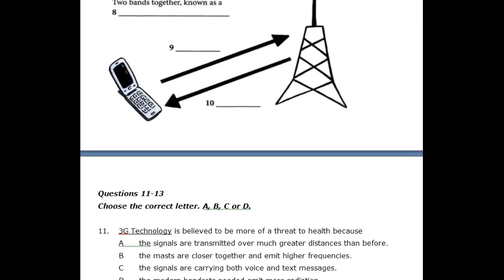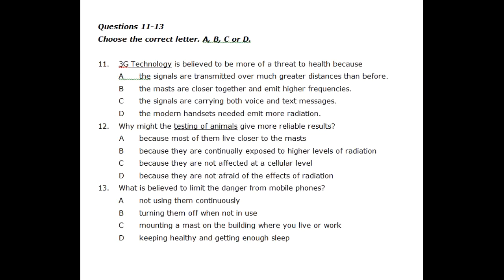It was a bit tricky, right? So why more reliable result? Because most of them live closer? No. Because they are continually exposed to higher level? No. Because they are not affected at a cellular level, or because they are not afraid of the effects of radiation? Yes, because animals don't have psychological impact, so they are not afraid of effects of radiation. So D is the answer. It was a bit tricky.